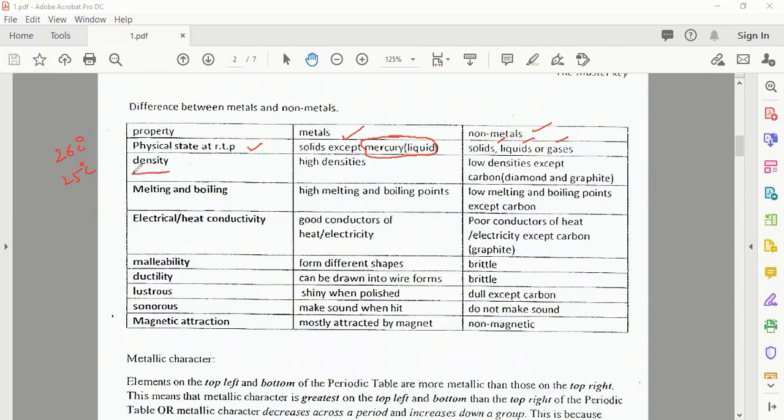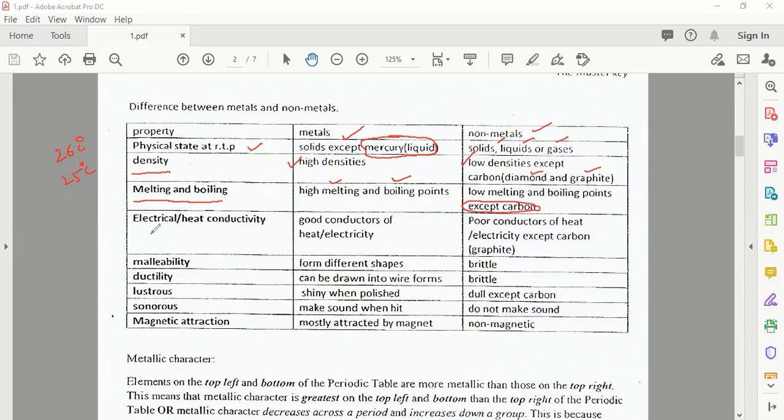If you talk about density, metals have high density, and the non-metals have low density except carbon in the form of diamond and graphite. These exceptions are always there. If you compare them in terms of melting point and boiling point, metals have high melting and high boiling points, whereas non-metals have low melting and low boiling points, again except carbon.